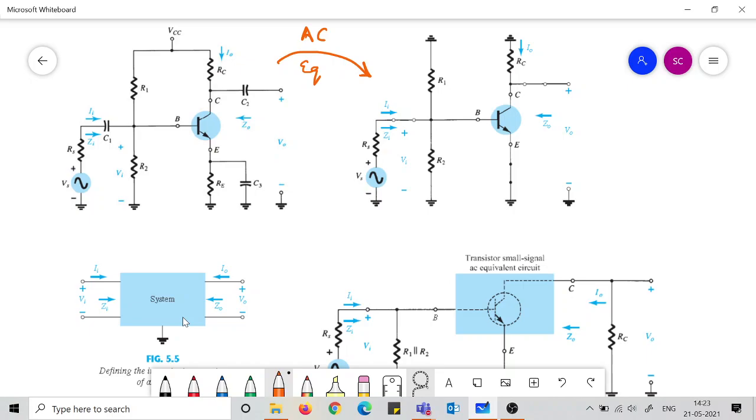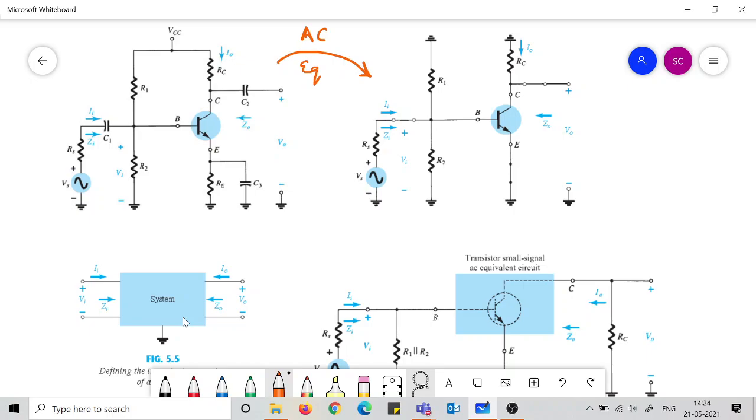Only then the concept of Z0 stands. Okay. So then we can define an output impedance. Now while doing the calculations, you may find that I0 comes out to be negative. That would only mean that the direction of the current is opposite. The direction of the current is coming out of the system.